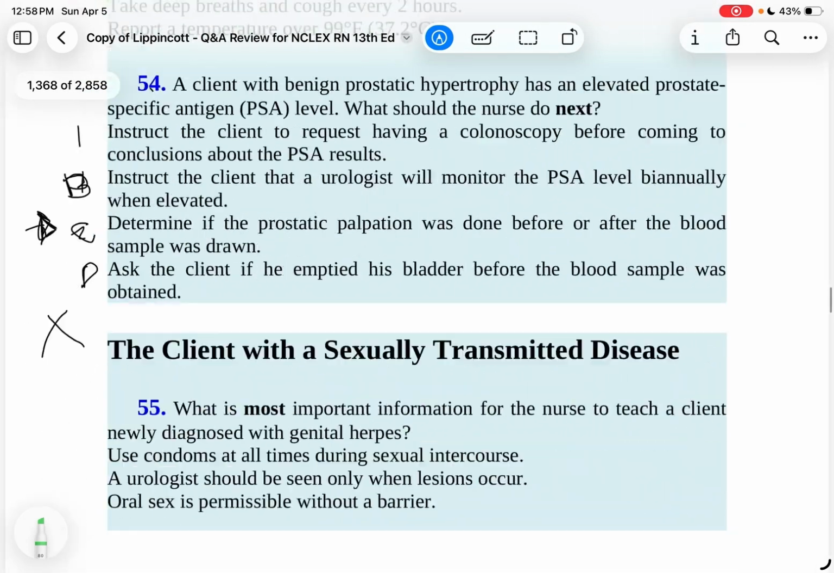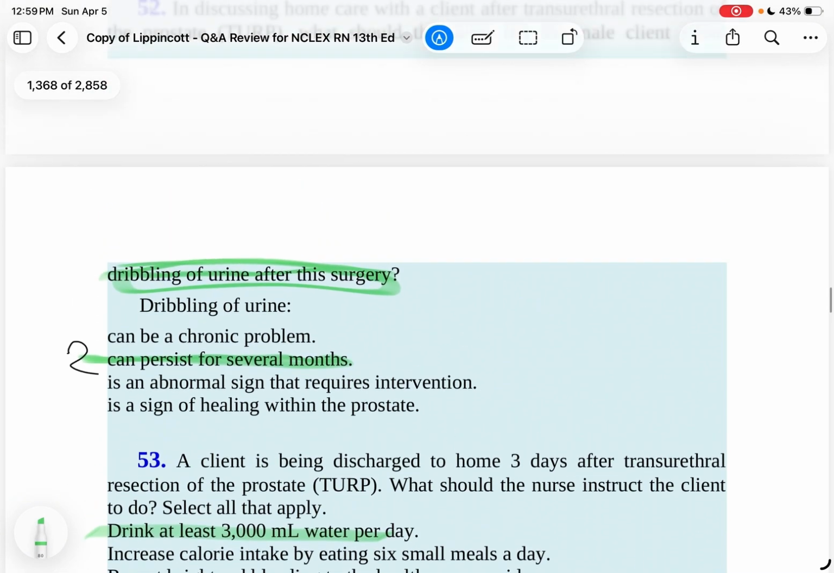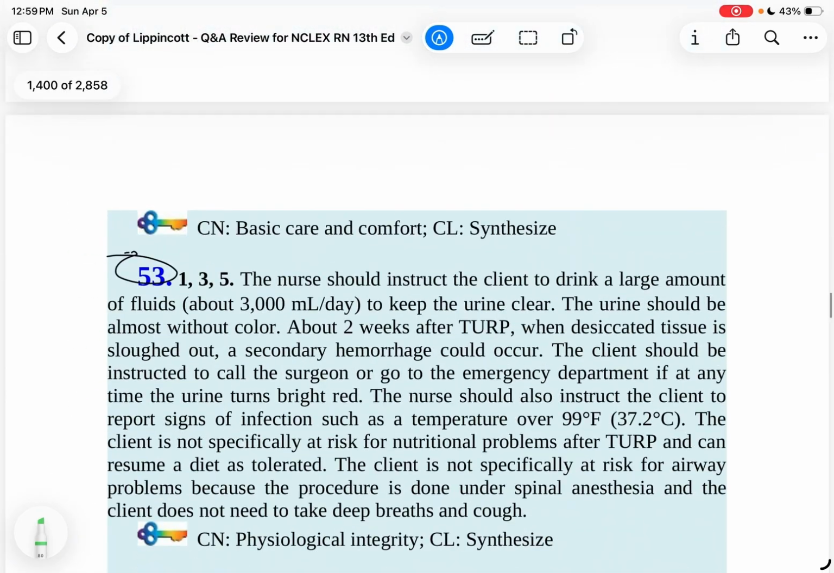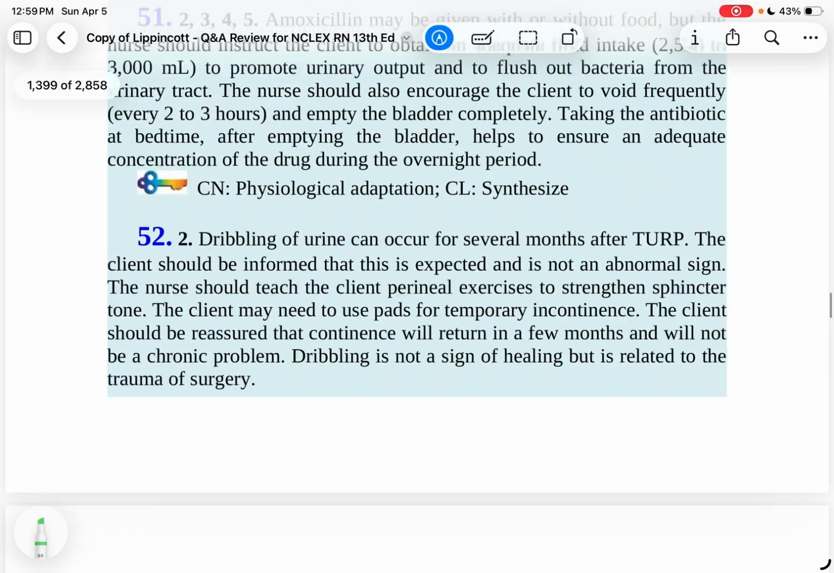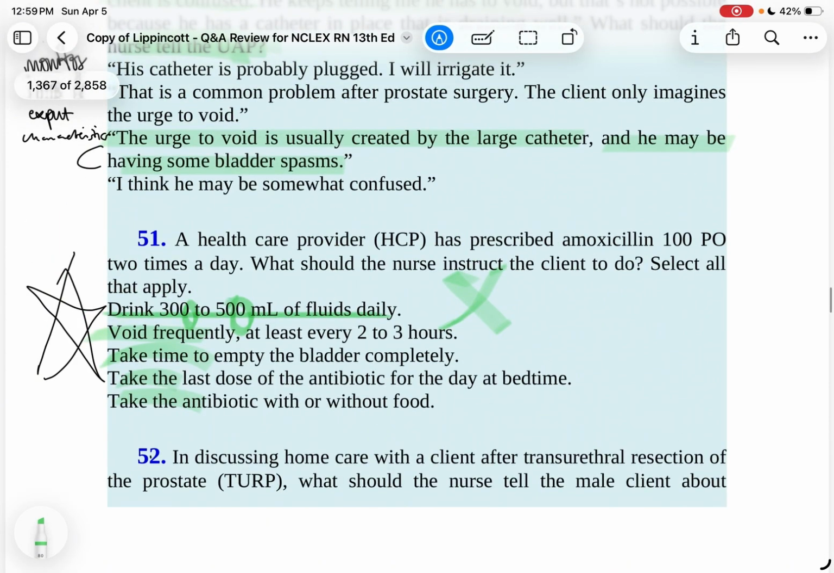Still on BPH: a client is being discharged home 3 days after transurethral resection of the prostate. What should the nurse instruct the client to do? The fluid intake should be 2,500 to 3,000 ml, not 500 ml. Report bleeding promptly. So it is 2,500 to 3,000 ml, not 500 ml.